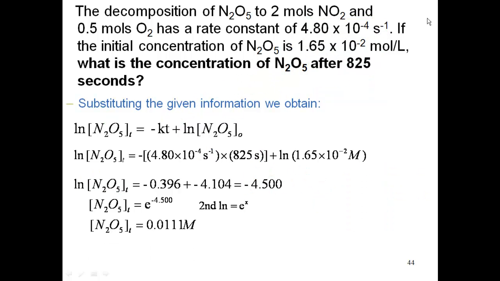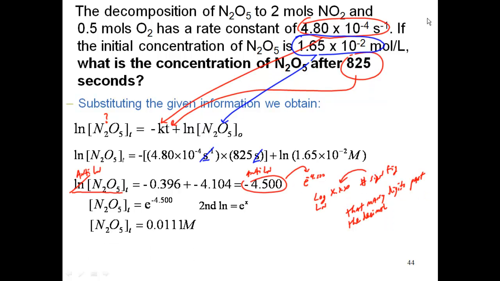We plug into our calculator e to the negative 4.500. By this definition of logs, I have 1, 2, 3 digits past the decimal. So when I do the anti-log, I need that many significant figures in my answer. My answer is 0.0111, so I have 3 sig figs. Okay, so the number of digits past the decimal, I have that many sig figs in my answer.